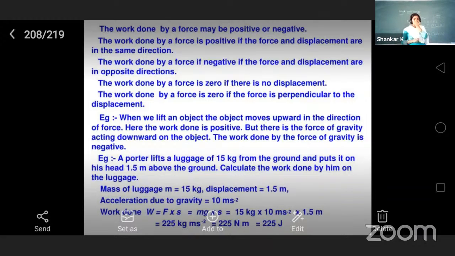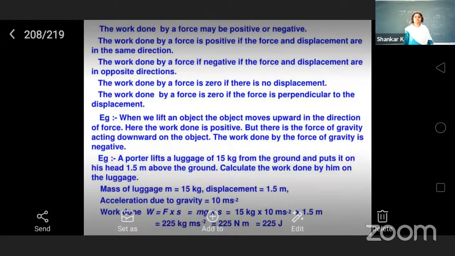You know that a porter lifts a luggage of 15 kg. Here an example is that: a porter lifts a luggage of 15 kg from the ground and puts it on his head, 1.5 meter above the ground. Calculate the work done by him on the luggage.